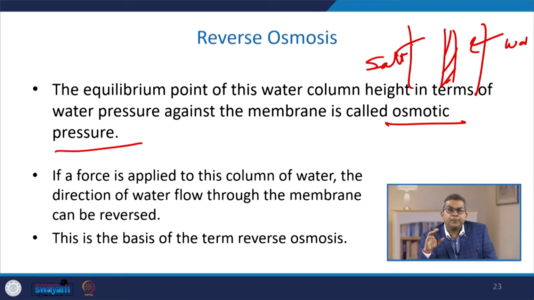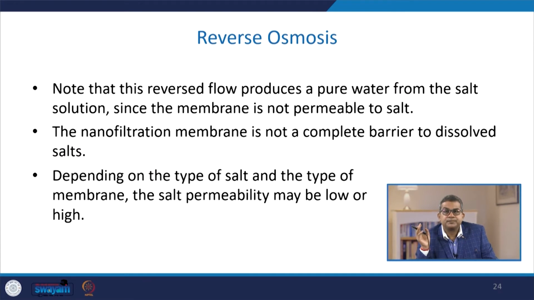So the direction of the water flow through the membrane can be reversed. If we apply the force to this column, the direction can be reversed. Now this is the basis of the term reverse osmosis. This reverse flow produces pure water from the salt solution, since the membrane is not permeable to salt. So it prevents the flow of salt to the other column.